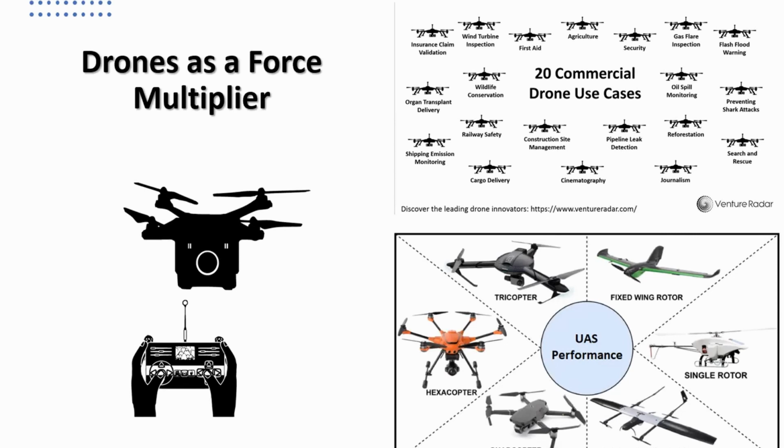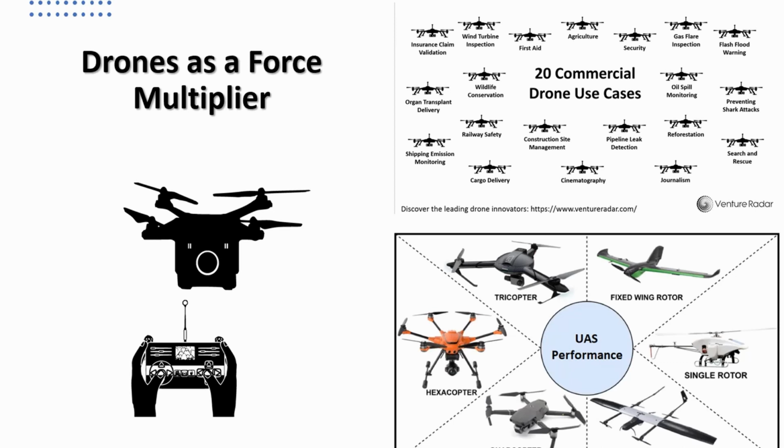UPS is considering that. They've been working on it for a little while. You can get a UPS or a delivery truck out to a rural area. Out comes a drone. It takes the package out to a mile or two away. There's some caveats with that. Obviously, there's some limitations, but that's one of the things that's on the horizon.